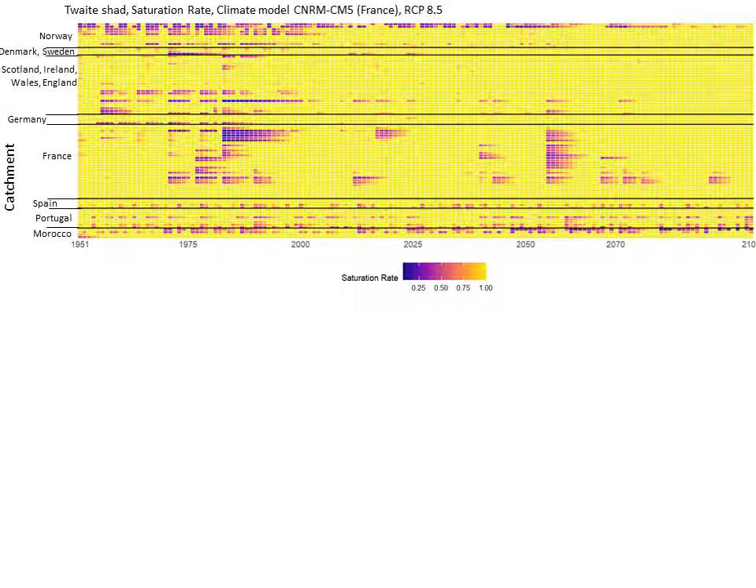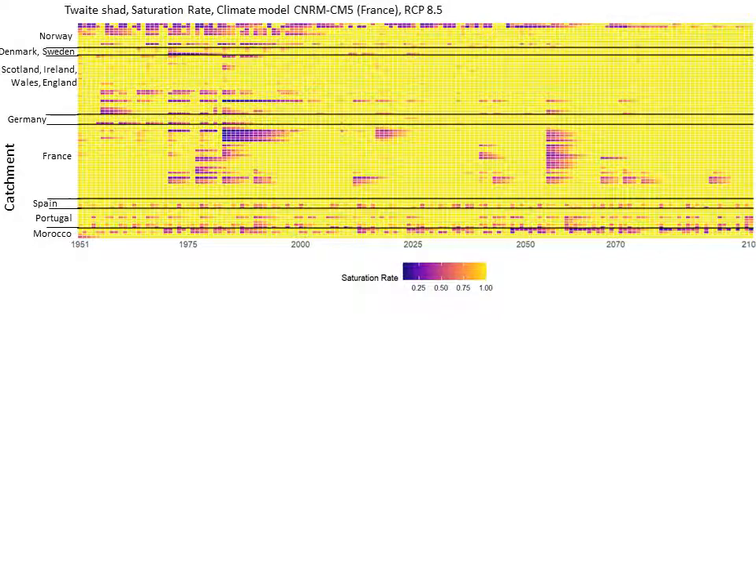Here are the results showing the saturation rate for Thwaite shad for one of the climate models with an RCP scenario of 8.5. The x-axis is showing years from 1951 to 2100. The y-axis is showing individual catchments that are arranged by region and essentially arranged north to south, with north being the top of the figure and south being the bottom. And the colors represent the different values of the saturation rate. So we can look at trends for individual catchments that are represented by rows through time.